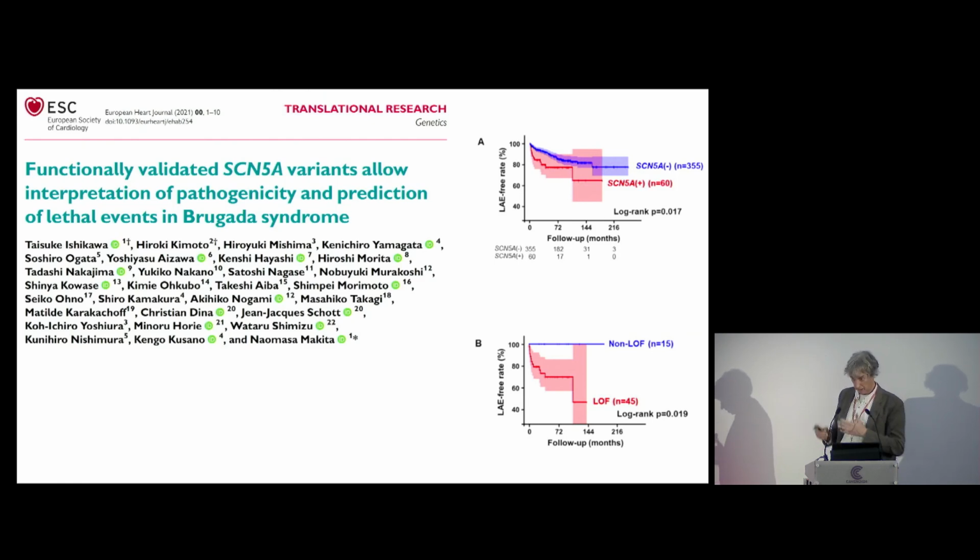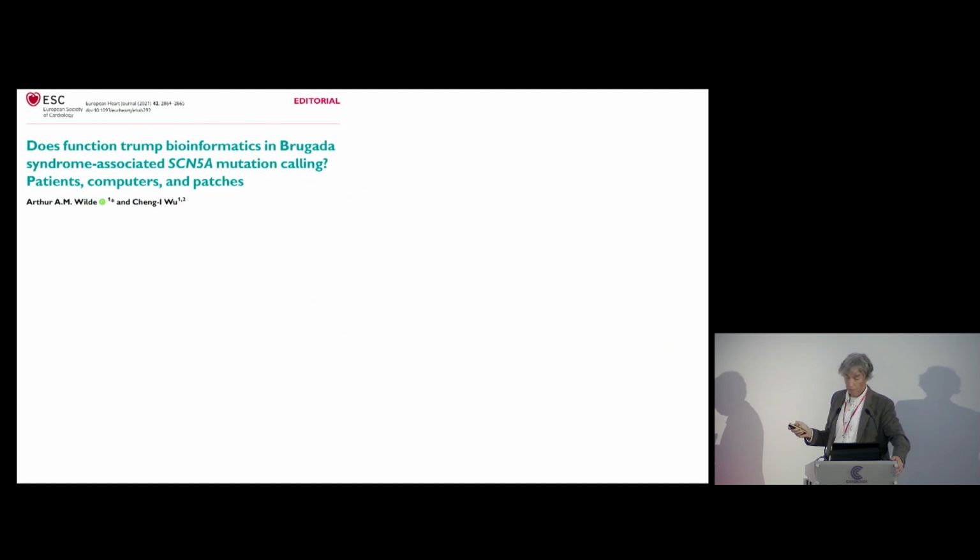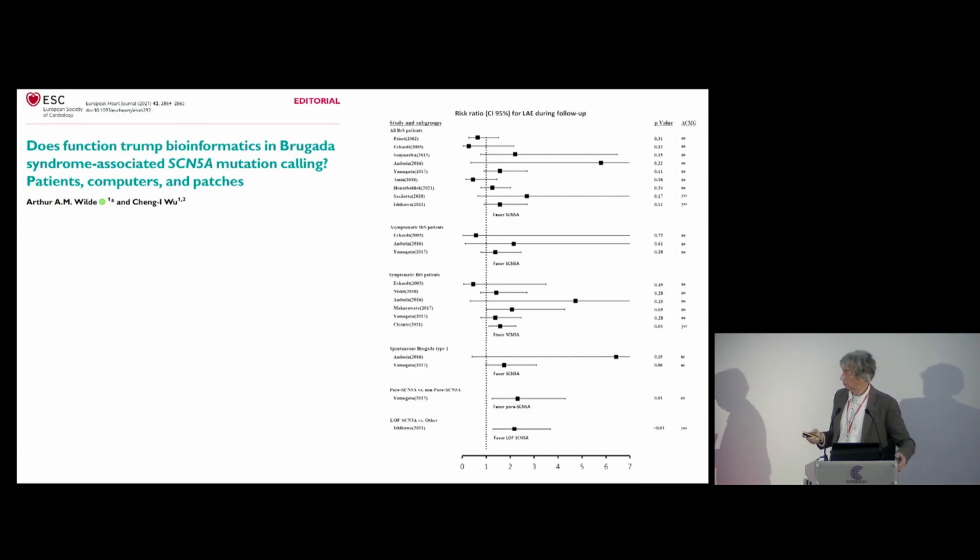So you need a loss of function variant, if you have proven it's a loss of function variant, and that is not every missense variant you identify in a Brugada syndrome patient. It becomes very clear that there is a clear difference. We wrote an editorial to this paper, and that is that measuring function in Brugada syndrome is apparently more important than all the bioinformatics that are generally used to determine whether a variant is pathogenic or not.